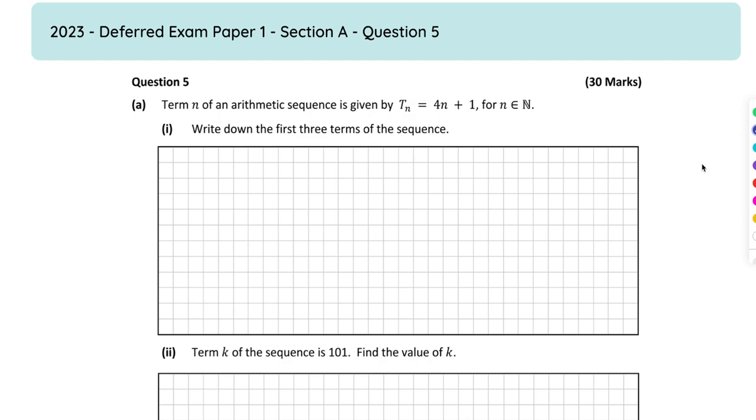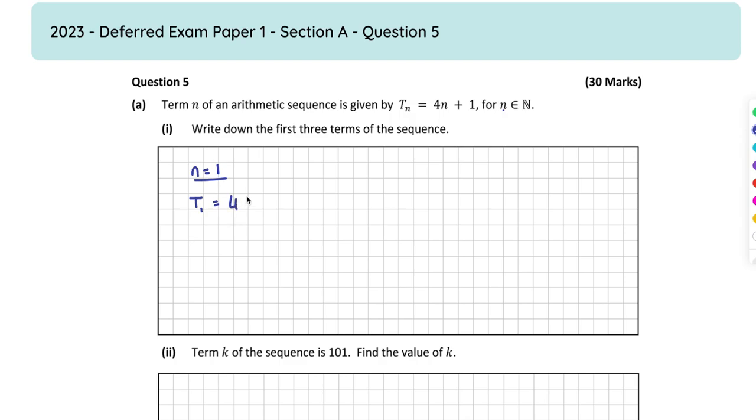For this one, it says T of n is an arithmetic sequence, meaning it increases or decreases by the same amount each time. It's given by the formula T of n is equal to 4n plus 1, where n is a natural number. Write down the first three terms of the sequence. Well, given that n is a natural number, the first value for n that we could use is T of 1. So we could say n is 1.